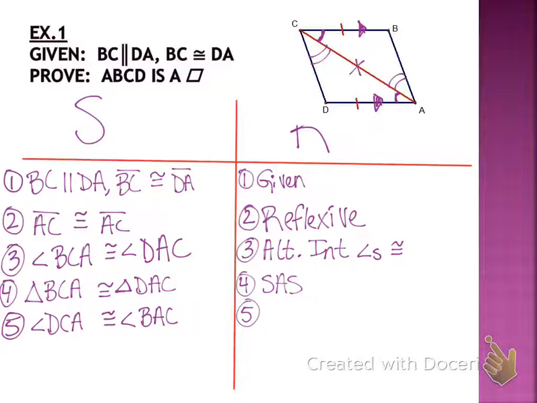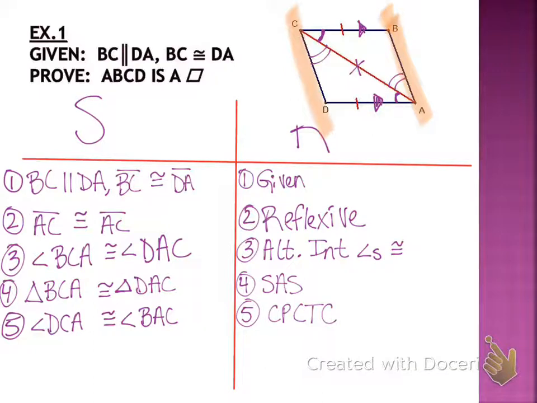Taylor? Very good. Corresponding parts of congruent triangles are congruent, also known as CPCTC. When we do that, we are able to shift our focus to these other lines, BA and CD.